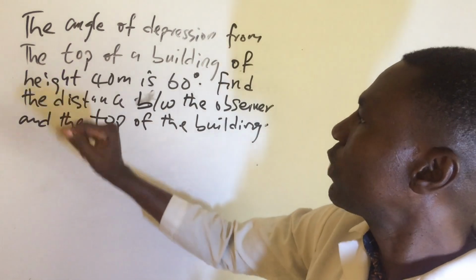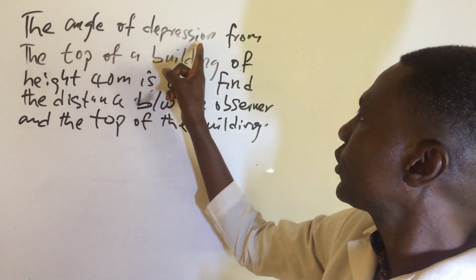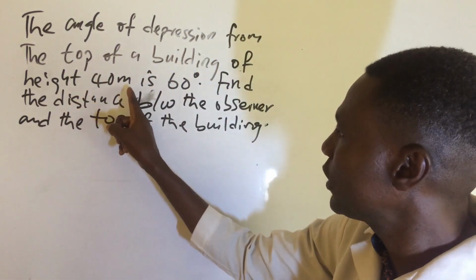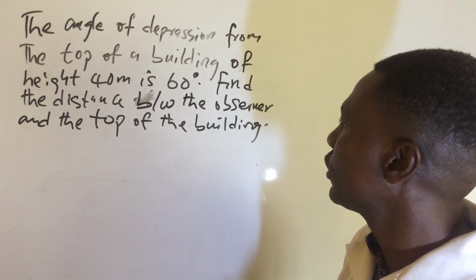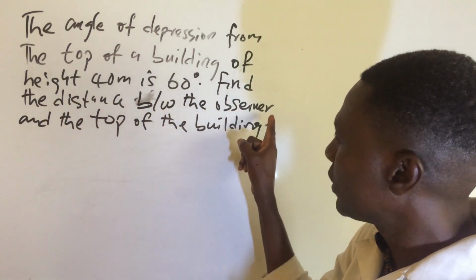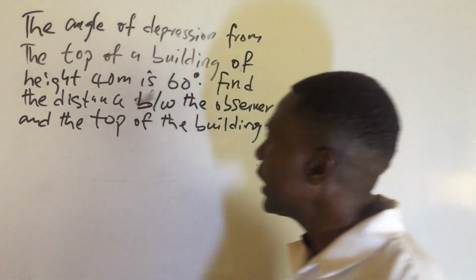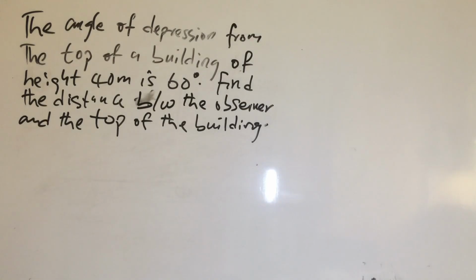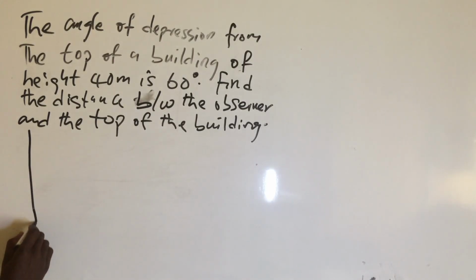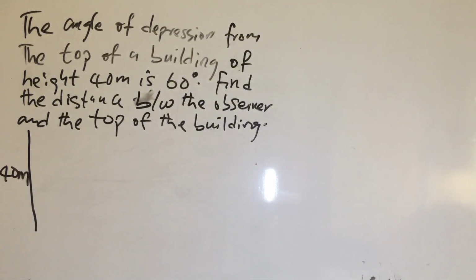Now, the question says, the angle of depression from the top of a building of height 40 meter is 60 degrees. Find the distance between the observer and the top of the building, okay? Now, let's say we have a very tall building, which the height of this building is 40 meter, okay?